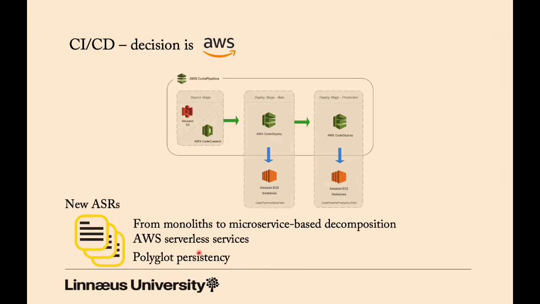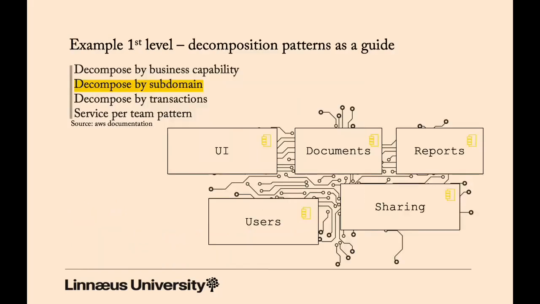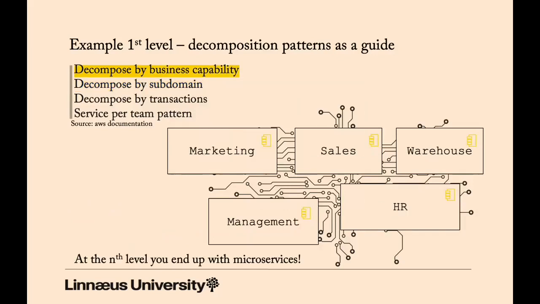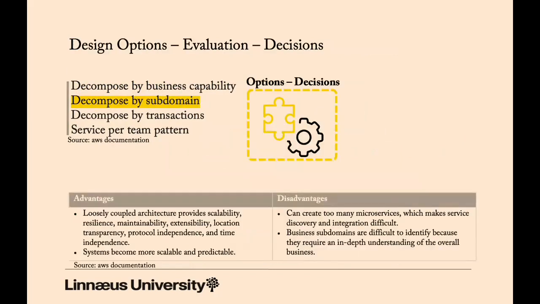It's a function. So this is the idea, that you make one decision about using AWS, and it forces the architect, forces the designers, forces the programmers to behave in a certain way to match the requirements set by that decision. So decomposing by subdomains, you could also do it, as I said, for instance, by business capabilities. You can decompose, you have marketing, sales, warehouse, management, HR. And this is actually part of design options, the alternatives that we have in our architecture design activity.